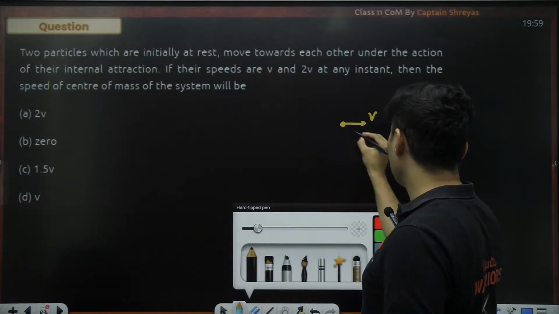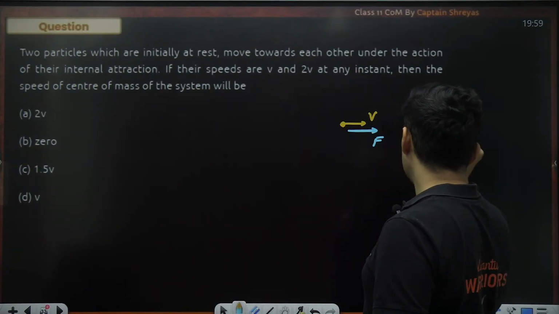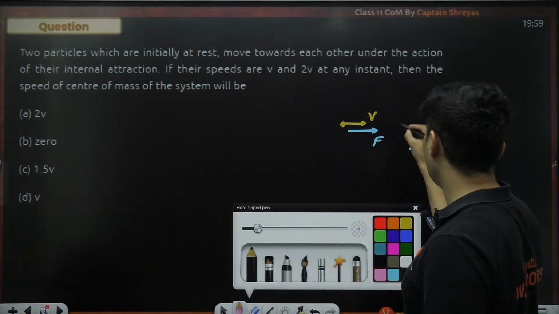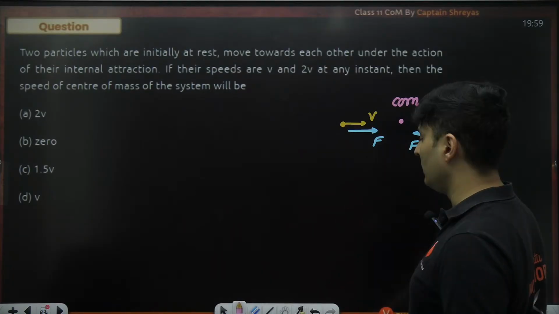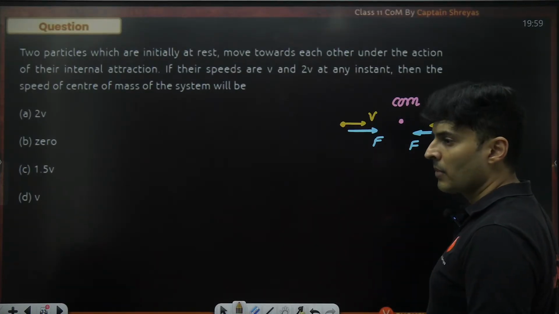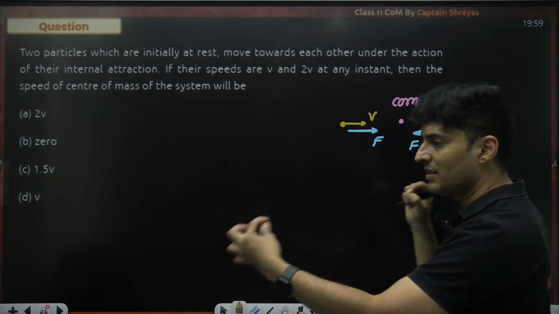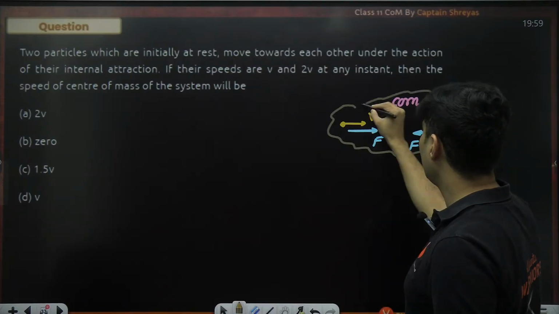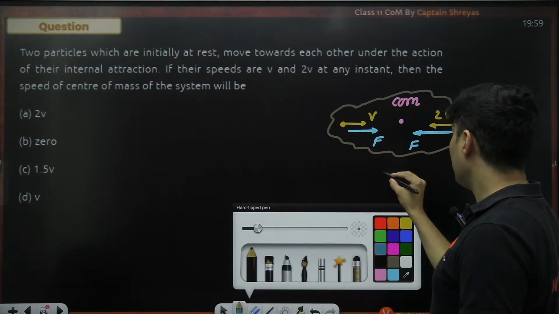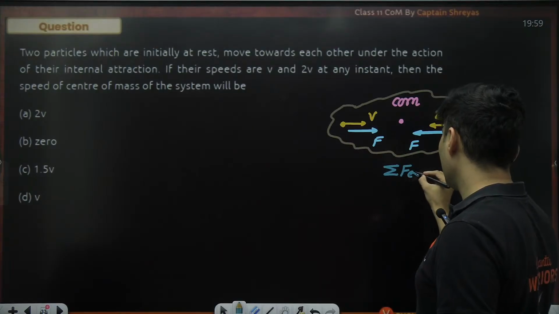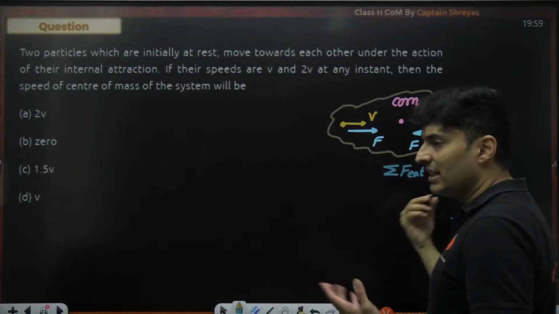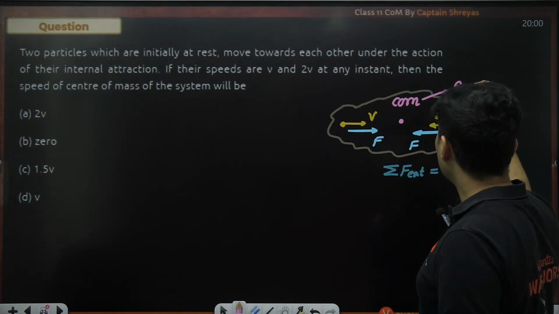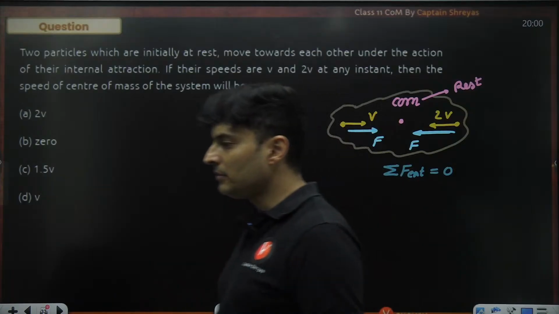And why are they moving towards each other? Because of some internal force. So what is the velocity of the center of mass is what they have asked. Okay, think carefully. They are moving towards each other. They are accelerating towards each other because of their forces. Masses are not given. So for this particular system, this force is internal. External force is zero. So the center of mass shouldn't move. So therefore, the center of mass should be at rest. As simple as that. Done and dusted.